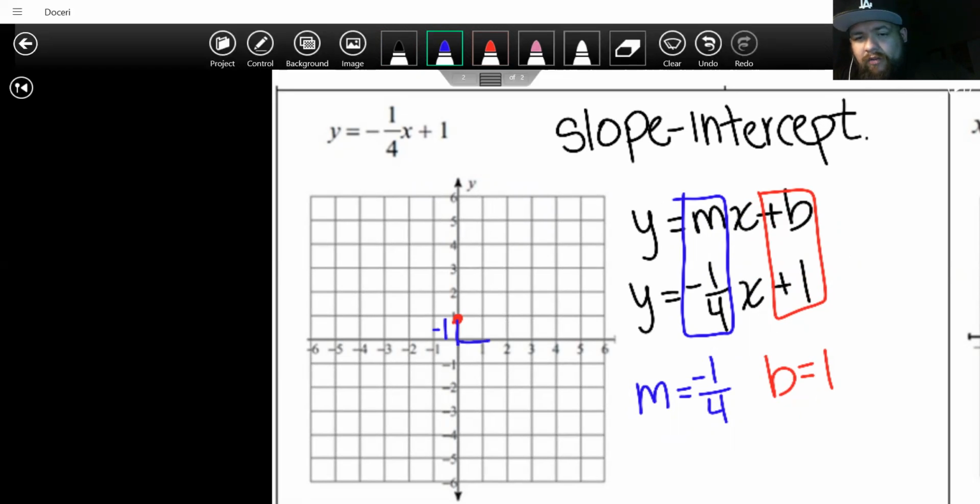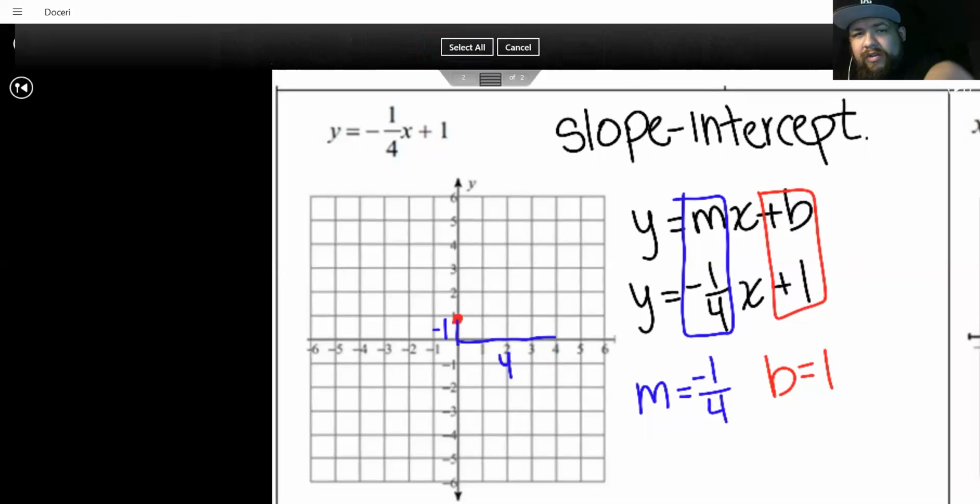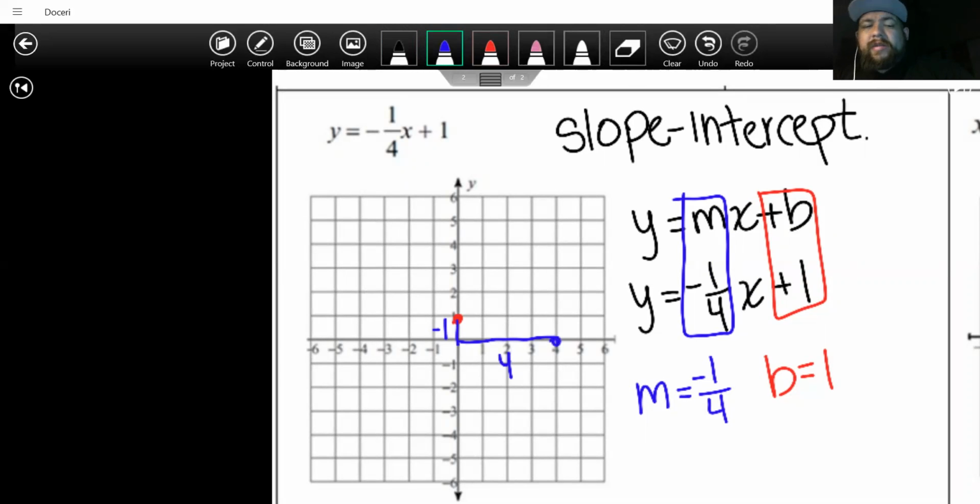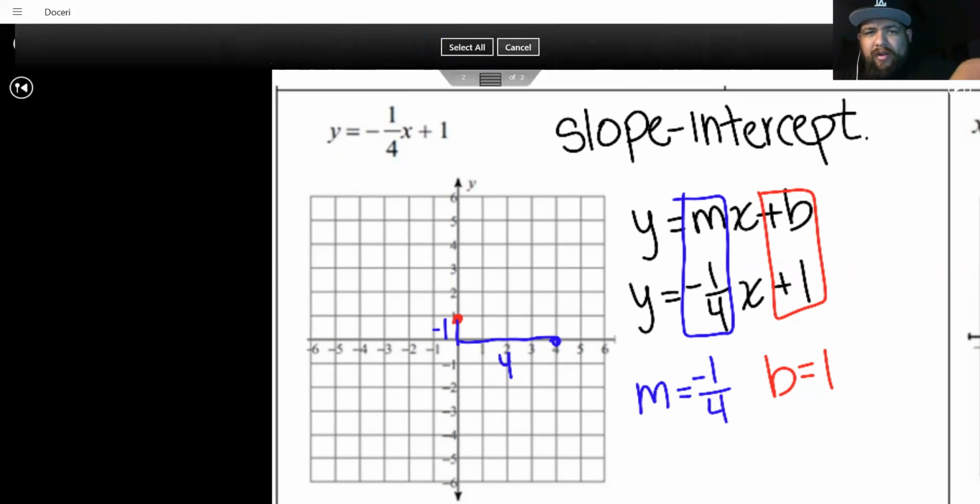And then we're going to go over 4 for our final point. So between 2 points, we do want to be able to graph it. Again, I'm going to have you guys fill in a little bit more. You can follow the same kind of slope that goes up this way. So we're going to go back 4, up 1 to get another point on this.